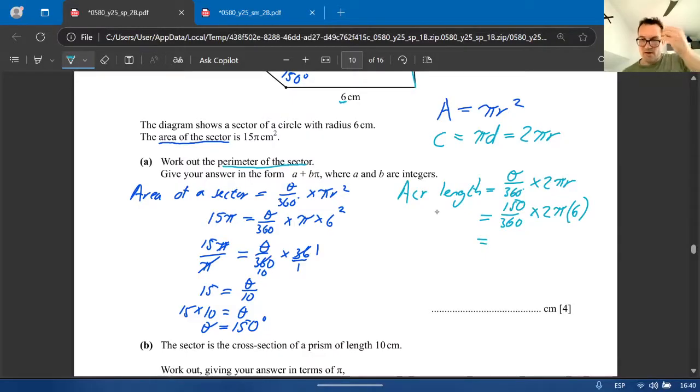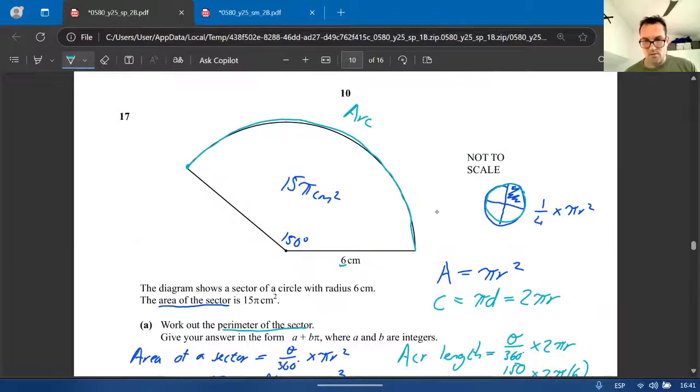Now we can simplify that. 150 over 360, of course, is 15 over 36. 2 times 6 is 12. That gives us 12 pi. You can put it over 1. Again, we can simplify this. 36 divided by 12 is 3, and 12 divided by 12 is 1. Then 15 divided by 3 is 5, and that's it. Then there's a pi. And that's so nice, because that means the arc is 5 pi.